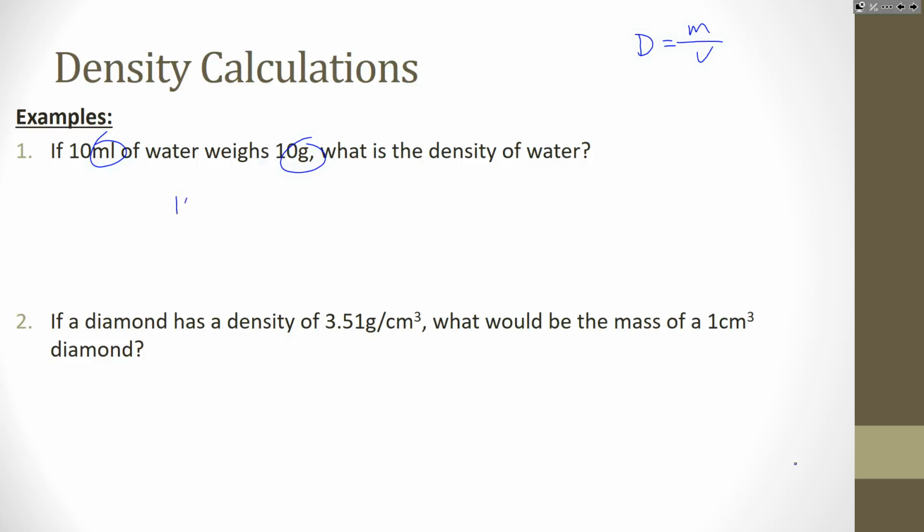So I'm going to take my 10 grams and divide by my 10 mils, and 10 divided by 10 is 1, and the units that remain are grams per mil, or grams divided by mils. So there's your density of water. It is 1 gram per milliliter. So if you have 1 milliliter of water, it should weigh exactly 1 gram.